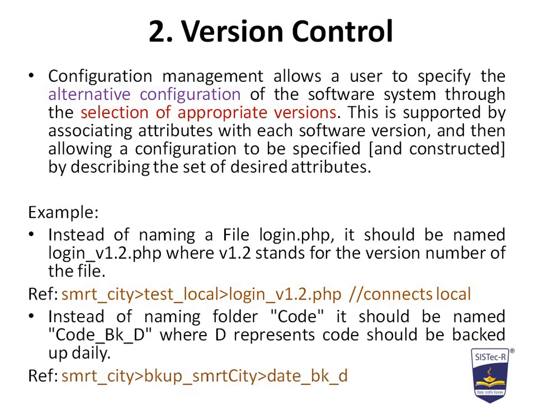Instead of naming a folder code, it should be named code_bk_d, where d represents that code should be backed up daily. So there are some provisions we can create, like in a smart city we can create a backup_smartcity folder, where a date_bk_d file will be run on the date change, on the occurrence of a new date. Okay, so these are two examples that explain version control here.